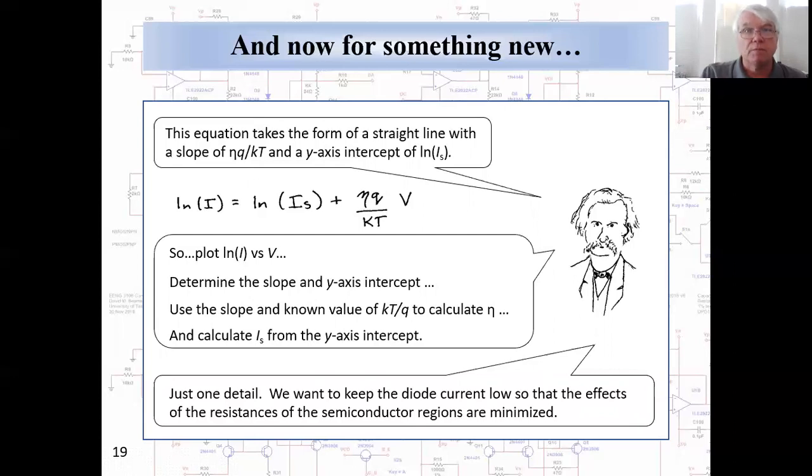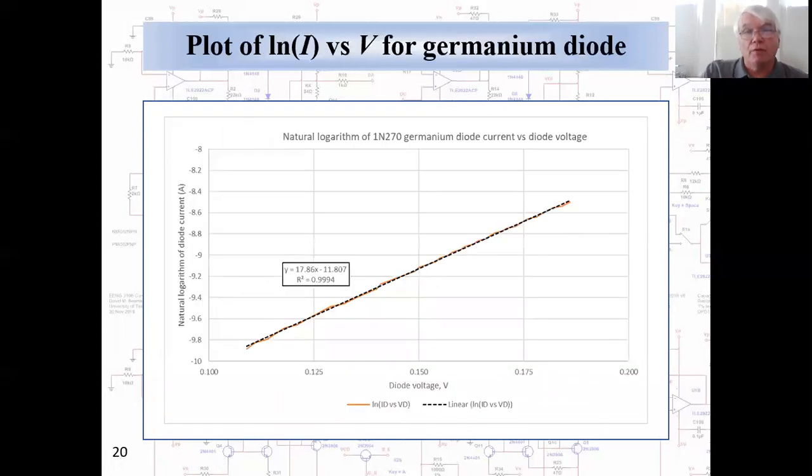Well, let's see how this works. Here is the natural logarithm of current versus applied voltage for a 1N270 germanium diode. And the coefficient of determination of the fitted line, the black dots, to the orange line, which is a plot of the actual data, is extremely good. Looks like our derivation does work in practice.